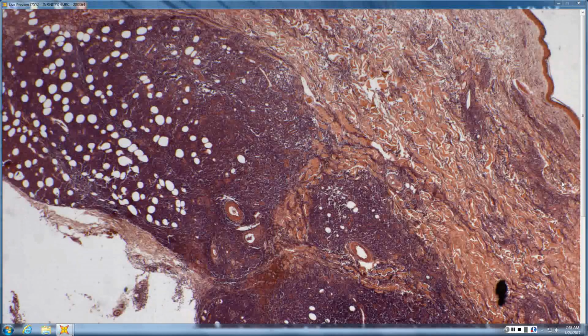Diffuse infiltrate down into fat. Yeah. So if you had to say top heavy or bottom heavy, what would this be? A little bit more bottom heavy. Top heavy tends to be benign. Bottom heavy tends to be lymphoma.